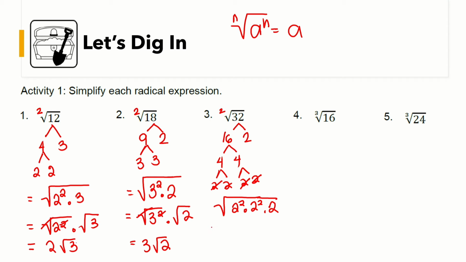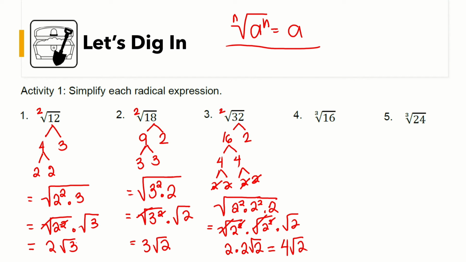Applying the product rule for radicals, we have the square root of 2 squared multiplied by the square root of 2 squared times the square root of 2. So, applying our property, the nth root of a raised to n is equal to a, this is simply 2 times 2, since those cancel out, times the square root of 2. Our answer now is 2 times 2, that is 4 square root of 2.